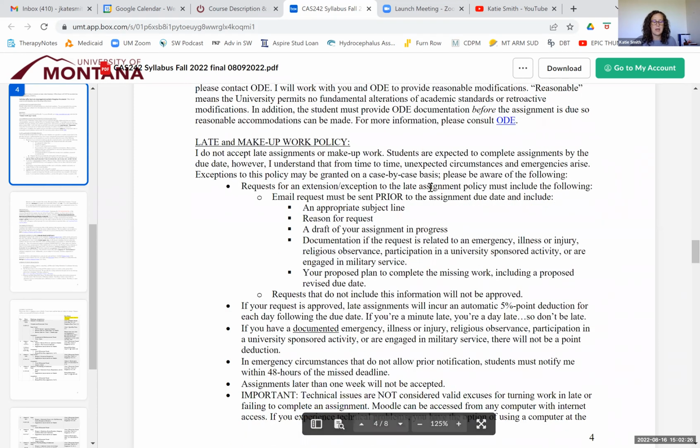Late and makeup work. I do want to talk about this one in depth here. I don't accept late assignments. I don't accept makeup work. That is because, as a workforce development program, as social workers or addiction counselors, we're not allowed to be late. If I'm late writing an assessment for a client for the court, that means they might not get their driver's license. They might not get their kids back. They might be arrested. They might go to jail, all because my documentation is behind.